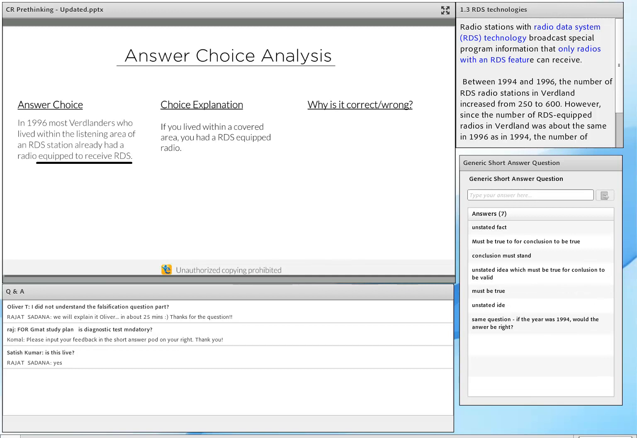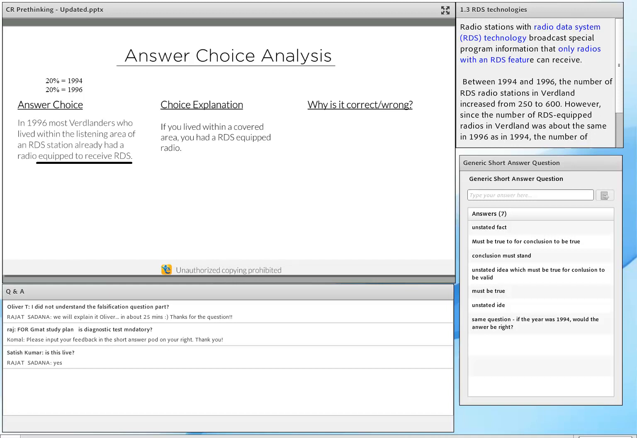Now, what is my conclusion? My conclusion is that the number of worldlanders who received this special program did not go up. So essentially, what my conclusion is saying is if 20% of people received special programming in 1994, in 1996 also that number is 20% more or less, assuming the population didn't go up, but let's assume that. So that's what my conclusion is saying.